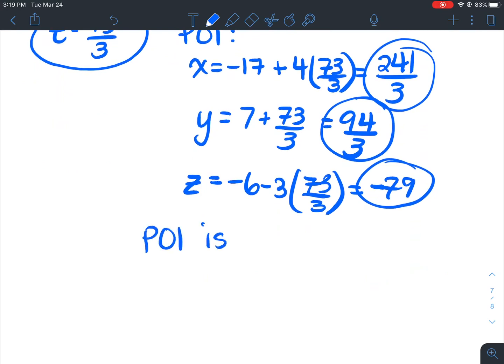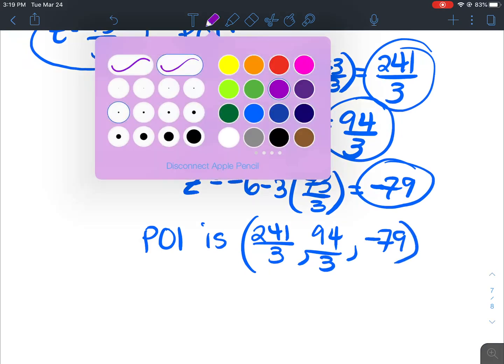So the point of intersection is (241 over 3, 94 over 3, -79). I have 2 questions to go.